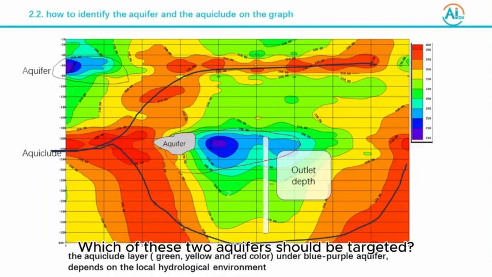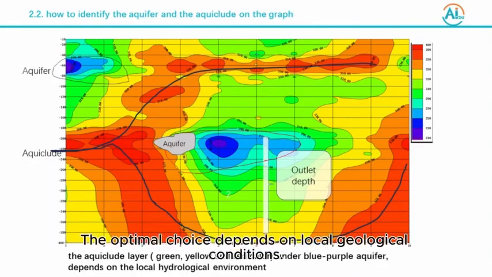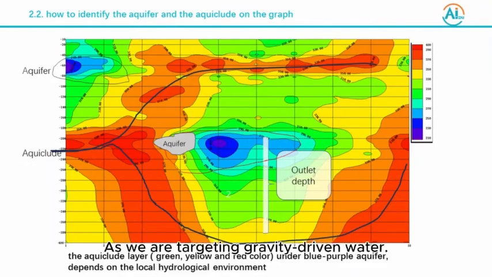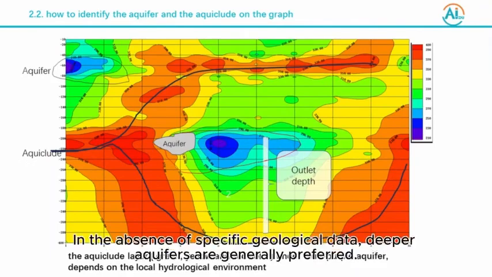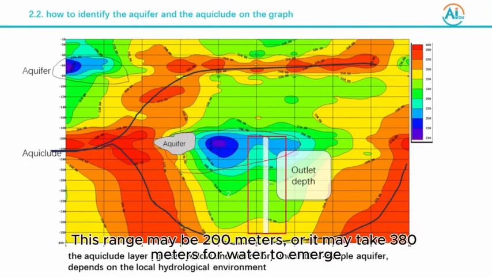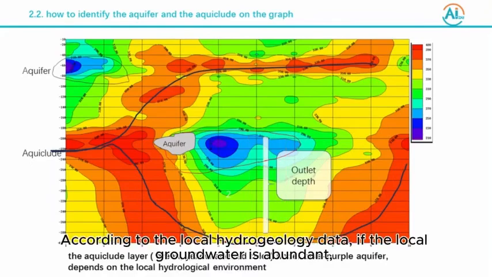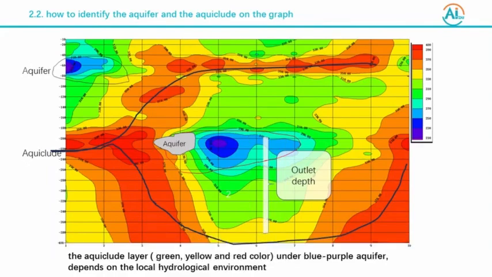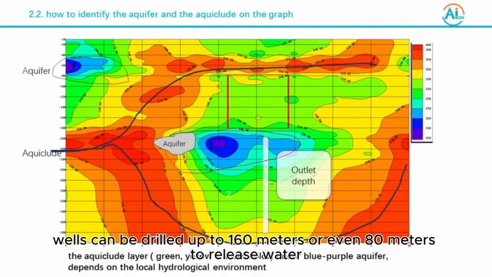Which of these two aquifers should be targeted? The optimal choice depends on local geological conditions. As we are targeting gravity-driven water, in the absence of specific geological data, deeper aquifers are generally preferred. That is, the 220 meters aquifer. This range may be 200 meters, or it may take 380 meters for water to emerge. According to the local hydrogeology data, if the local groundwater is abundant, wells can be drilled up to 160 meters or even 80 meters to release water.